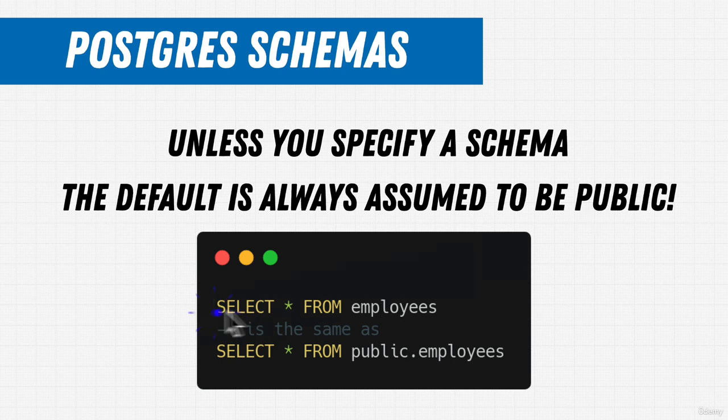Over here, we can see select star from employees is the same as select star from public.employees. Public dot is the schema notation. This is how we denote a schema. And so writing public dot is the same as not writing it at all.